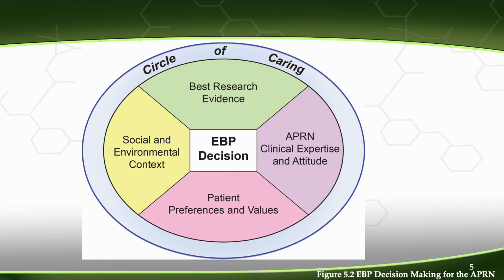The circle of caring is a holistic way for the advanced practice nurse to look at how they care for their patient. The circle of caring includes looking at not only the best research evidence, it looks at the expertise and clinical skills and attitudes of the clinician. We consider the social environmental context, and we definitely include the patient, what their preferences are, what their values are. And then utilizing all of those factors, we then support our decisions with the best evidence-based practice.